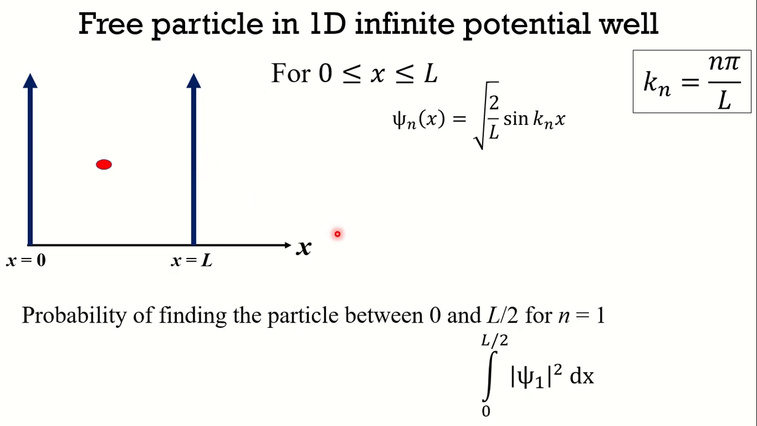Further, we have seen that the probability of finding the particle between 0 and L is 1. Now if I was asked what is the probability of finding the particle between 0 and L by 2 for, say, the ground state wave function, then I have to do this integration from 0 to L by 2, and if you do this integration putting n equal to 1, you should get a value of half. That's all. Thank you.